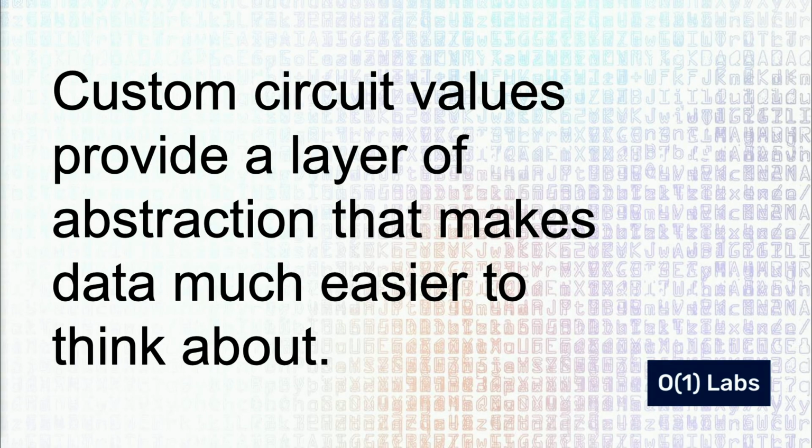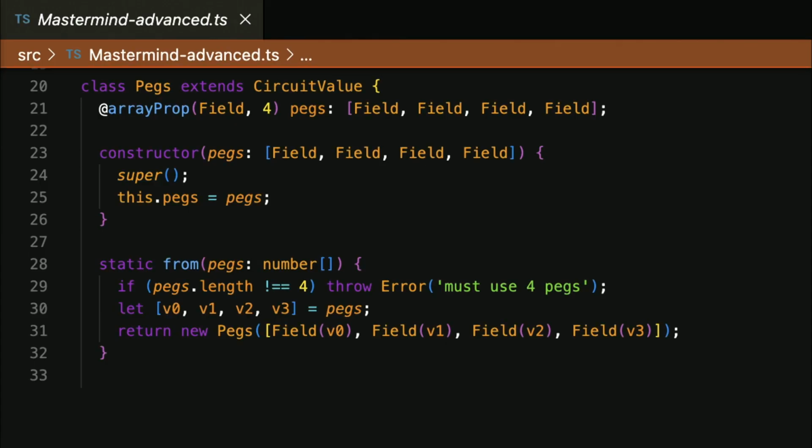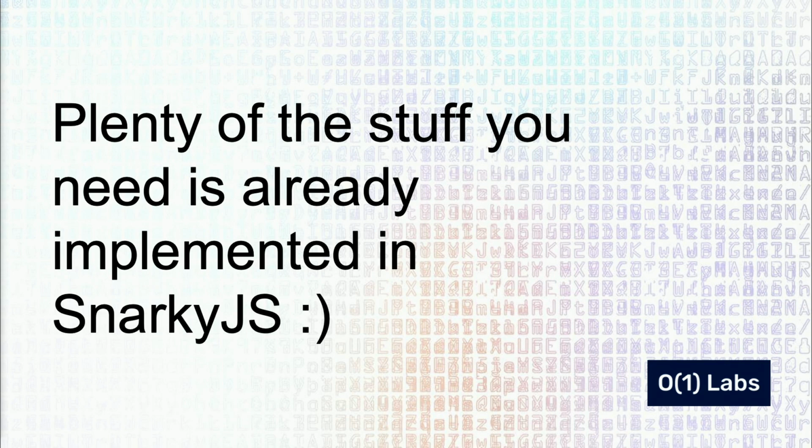The other thing that we have is custom circuit values. And so these provide a layer of abstraction that makes the data much easier to think about. What this looks like is we just extend CircuitValue, and then we define how we're going to turn structured values that are easy to make sense of into these underlying field representations. And then it also figures out how to take these values back out into things you can work with easily. So here's one for pegs on a board game, but you can make them for anything.